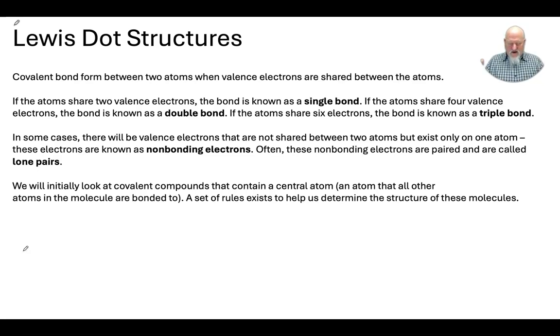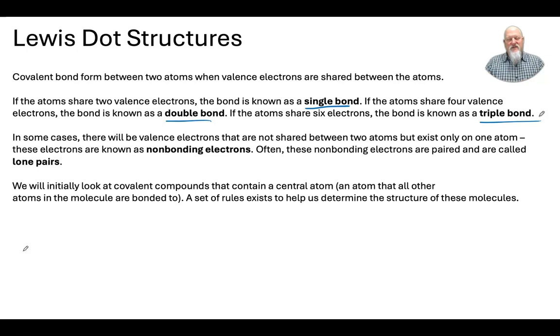So we've seen that covalent compounds, also called molecules, will share electrons when they make a compound, and the electrons that are shared are valence electrons. So when they share 2 electrons, that's going to be called a single bond. If they share 4 electrons, it's going to be called a double bond. And if they share 6 electrons, it's going to be called a triple bond.